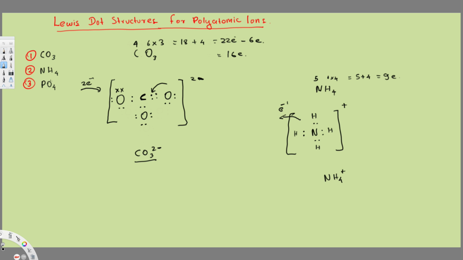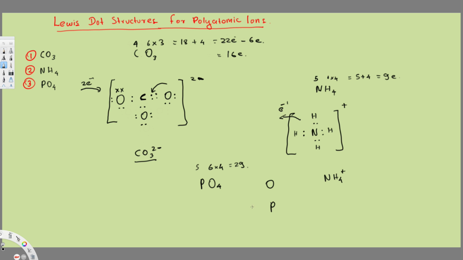So let's go for the third one. The third one we have is PO4. So P and oxygen, we have 4 oxygens around it. So let's count the valence electrons first. P has 5 valence electrons, and each oxygen atom has 6 electrons. So 6 times 4 is going to be 24, plus 5, 29 electrons. So let's create the diagram.